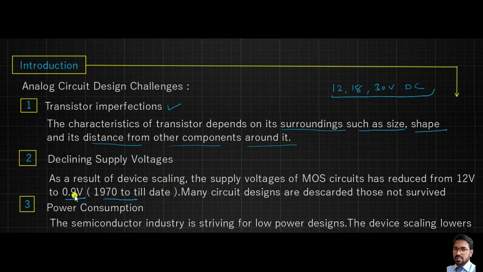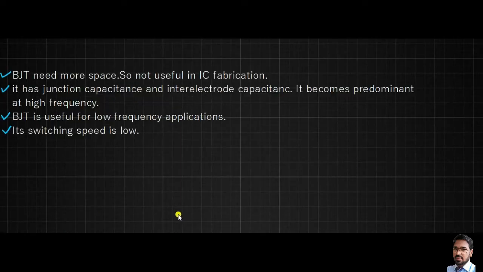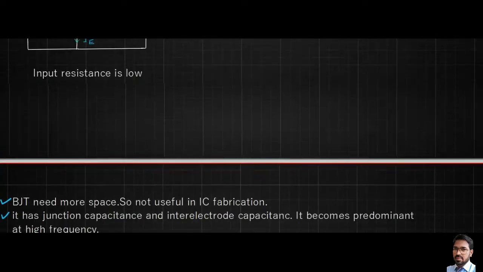We can go further than this, and many circuit designs have been discarded because they did not survive. The circuit designs that require higher DC voltages did not sustain in the market, and because of that, those designs were discarded. So it is about power consumption.